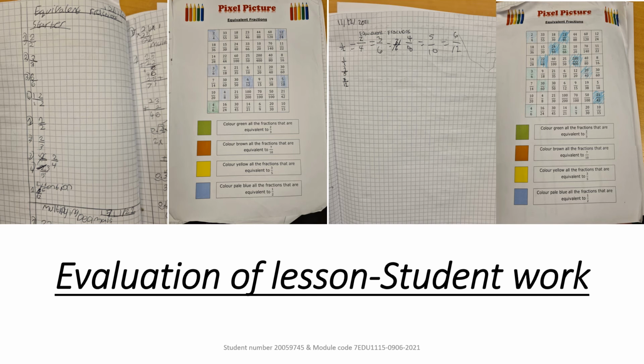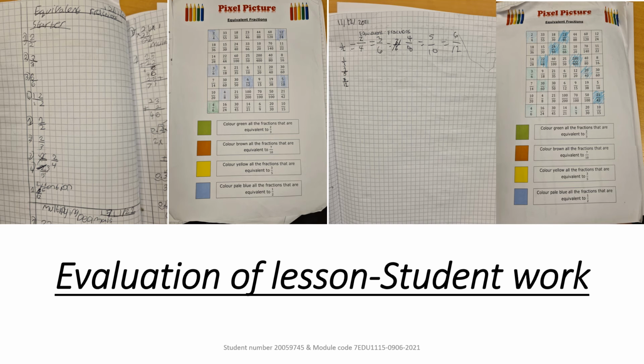If we look at the work on the right hand side, this student made a bit more progress with the starter. So they were able to find some fractions that were equivalent to a half, which is fantastic. And on the work, they seem to make a bit more progress on the worksheet. So they managed to find quite a few fractions that are equivalent to a half, and even some that weren't on the fraction wall, which again is fantastic.